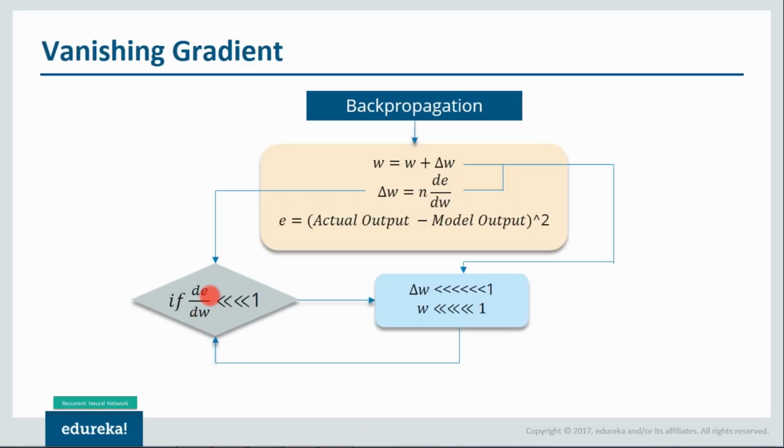Now over here, what can happen if the value dE by dW, that is a gradient, or you can say the rate of change of error with respect to our variable weight, becomes very small, much smaller than 1, like 0.00 something? If you multiply that with the learning rate, which is definitely smaller than 1, then you get a change of weight which is negligible.